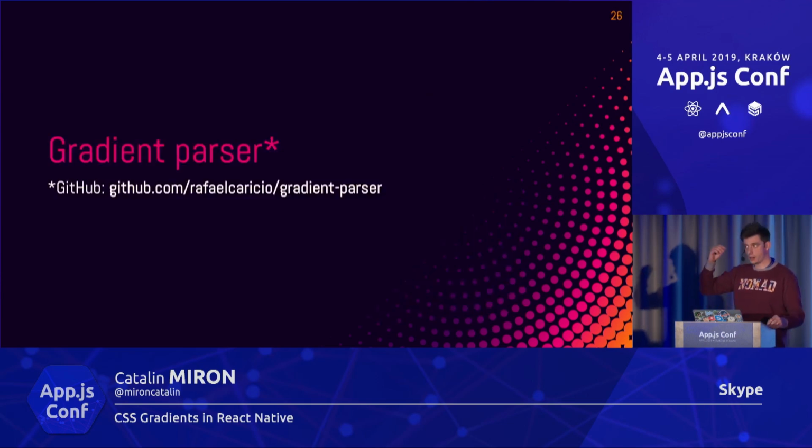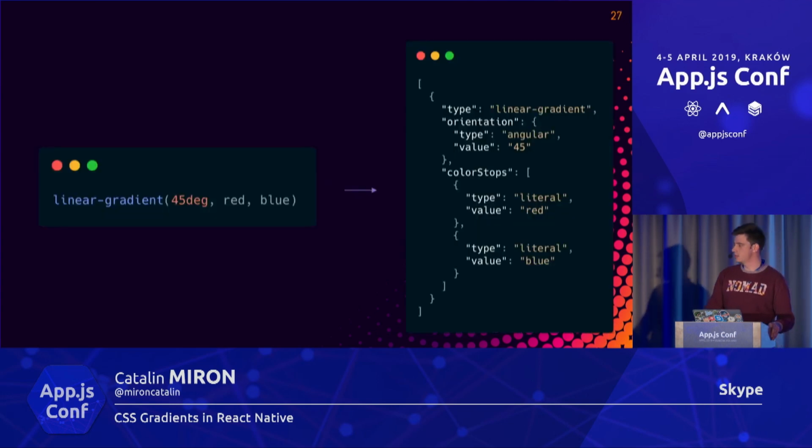First, the gradient parser. I'm using an open source package for that, built by Rafael Cariccio, and it's called Gradient Parser. What is nice about this is that, based on the linear gradient method, it's going to expose an object that we can iterate over and create whatever we want with it. In this example, we will have the type of it. We also have the orientation, which can be angular, but units like the turn keyword are also available. And there is the list of color stops.